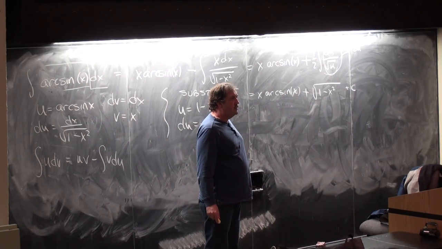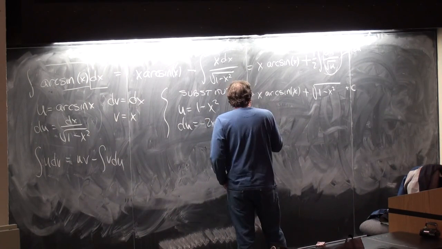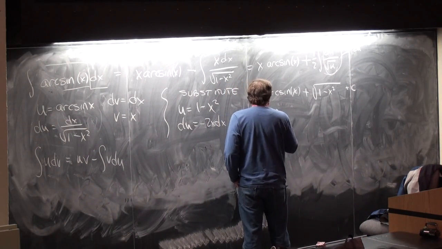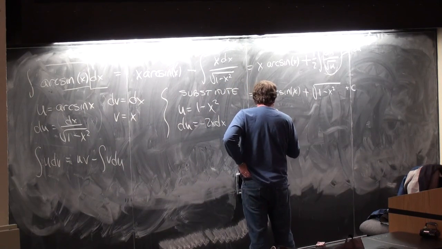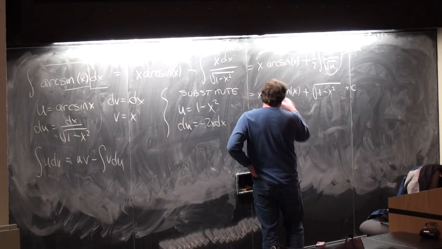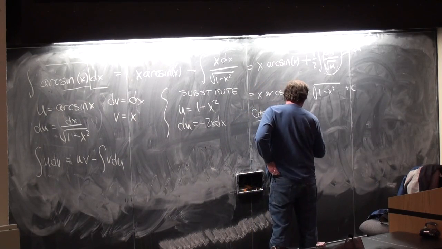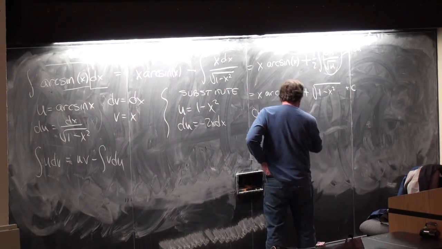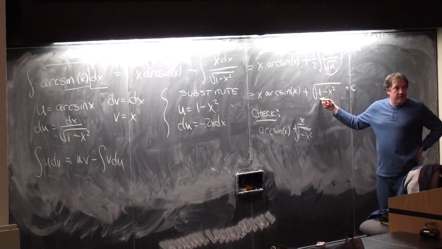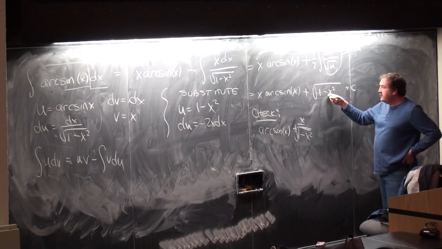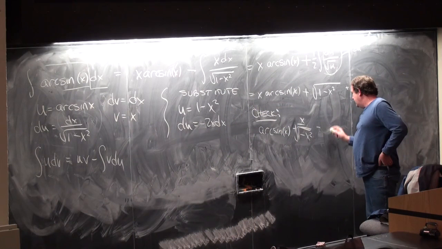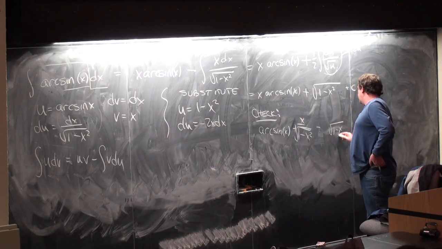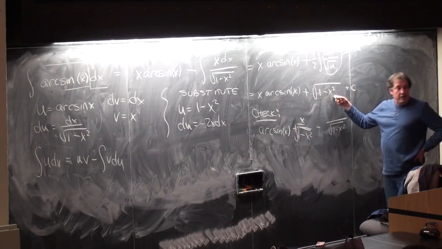Is that right here? So I think that's right. You can check it. If I take the derivative of x arc sine x, I have to use the product rule, so I get the arc sine plus x times the derivative of arc sine. And then if I take the derivative of this, this is some stuff to the 1/2. So the derivative of this is stuff to the minus 1/2 times the derivative of minus x squared.